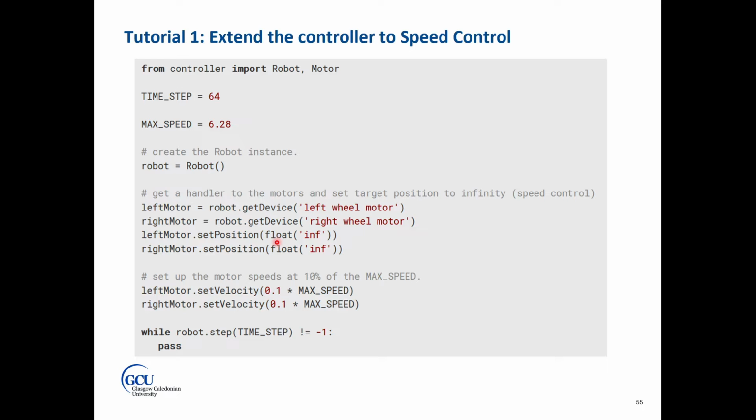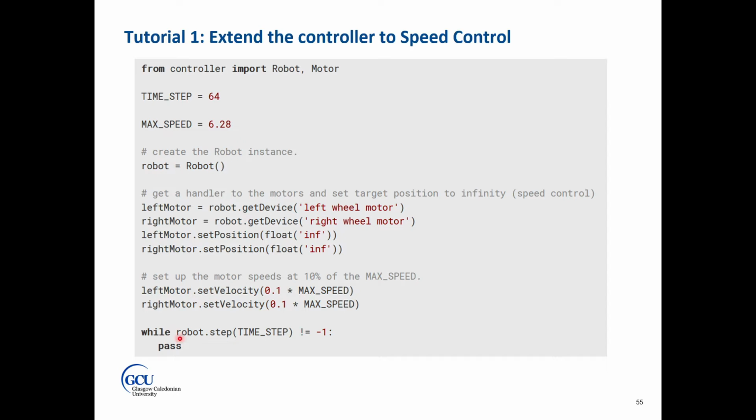The next thing we are going to do is set its speed. The same way we can set the position of the motor, saying left motor dot set position as some value, we can also set its speed. So we can say left motor dot set velocity, and in this case it's going to be 10% of max speed. So it's going to be 0.1 multiplied by max speed. Remember that max speed is twice pi, so this is 10% of twice pi. So basically we are setting the motor to move continuously to the infinite, and then we are controlling the speed at which the motor rotates with the set velocity command.